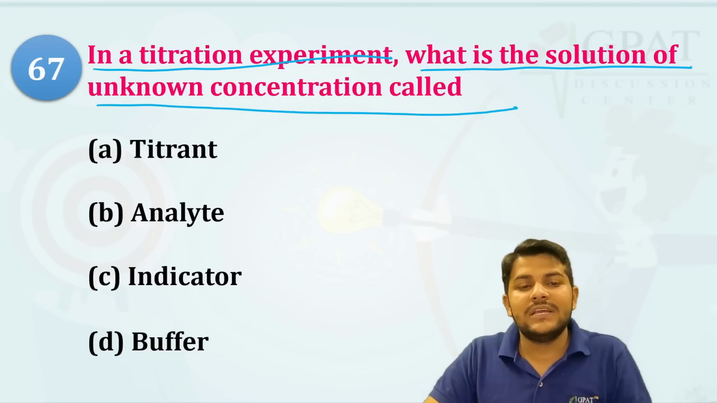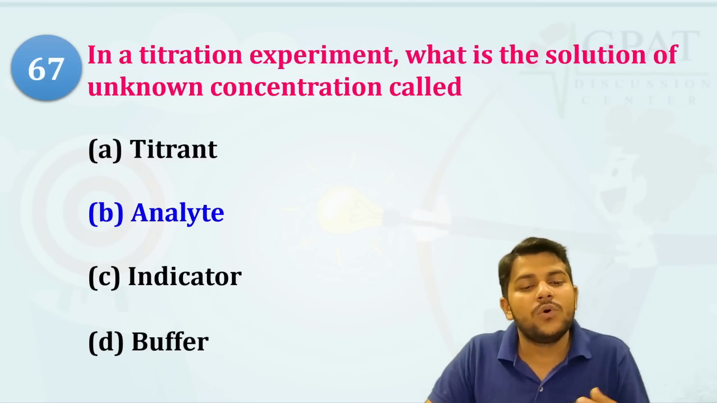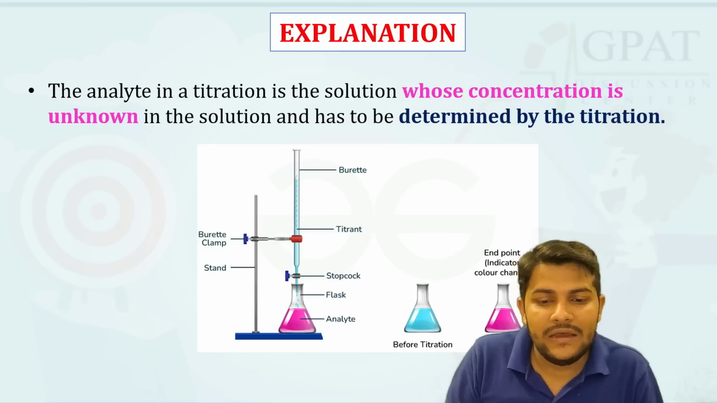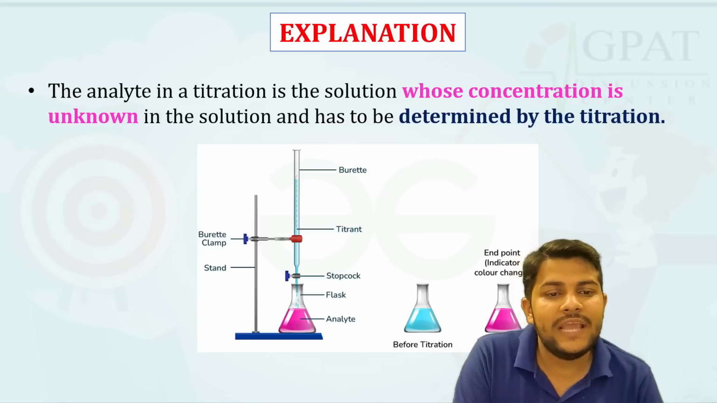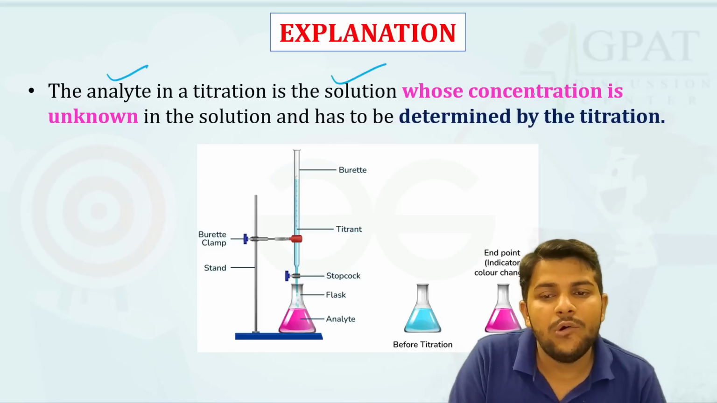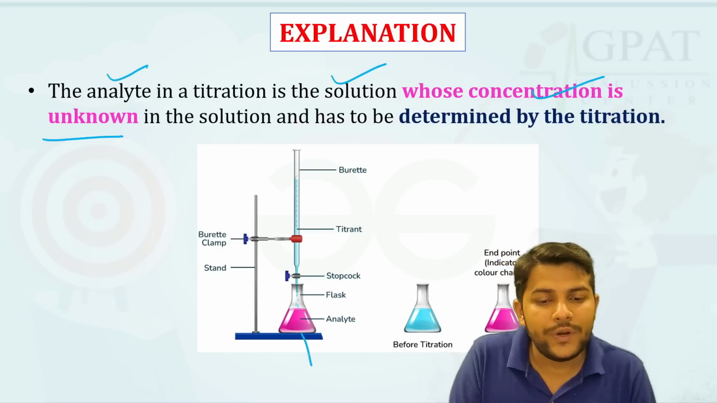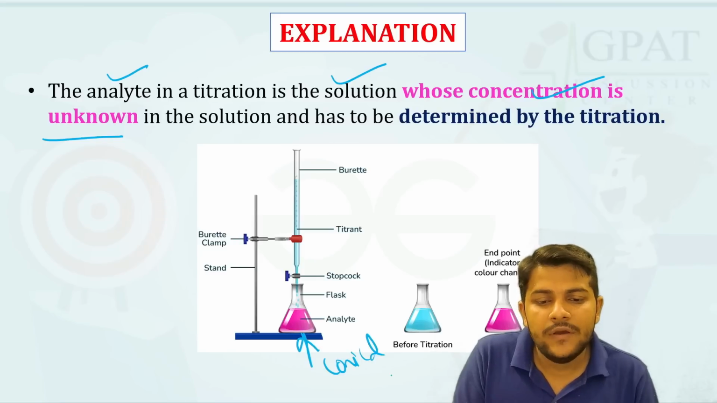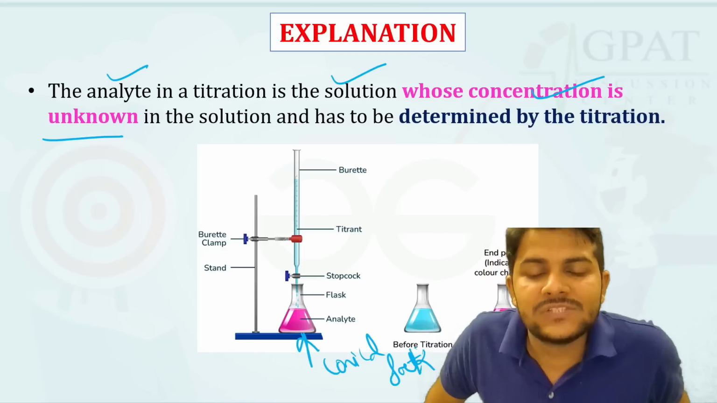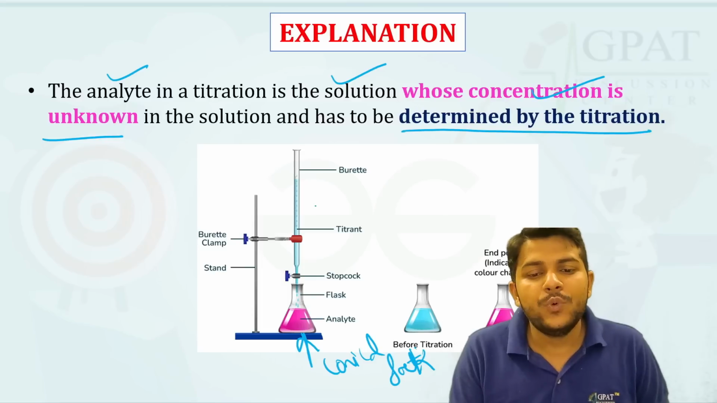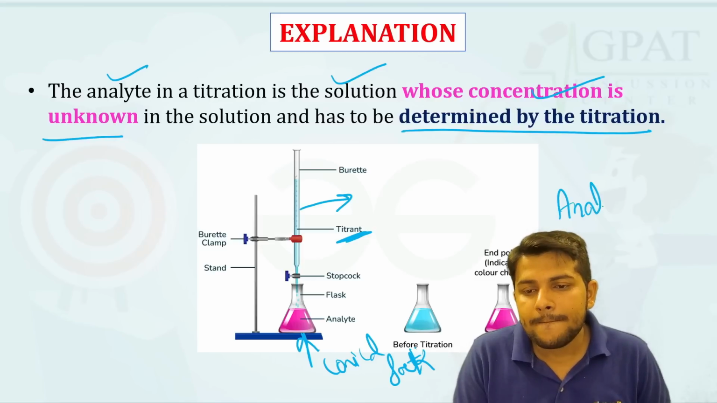Whereas in the burette we take the titrant. The analyte is also known as the titrand. You can see titrand, D means down: the analyte is always in the down position, as we take the analyte in the conical flask. Before titration it has the blue color, but at the end point, which is the point at which the indicator shows the color change, we have to stop the titration and calculate the concentration. Next question for you.